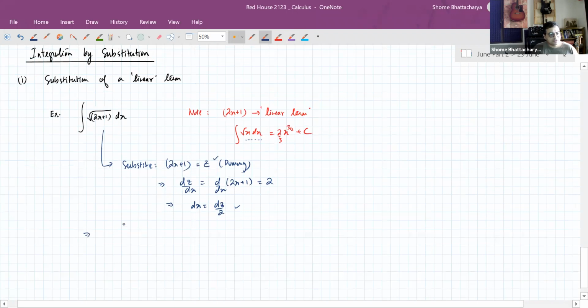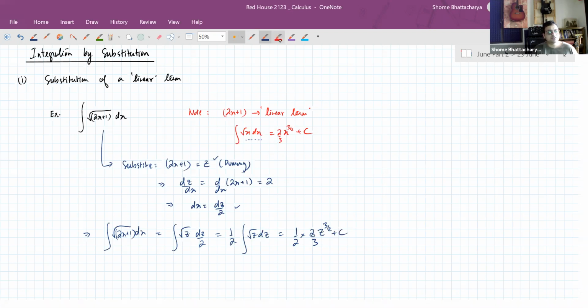So finally, on doing this substitution step, this integration can now be expressed as: replace 2x plus 1 as z and replace dx as dz by 2. And 1 by 2 is just a constant in the integration, so it comes outside. So now refer to this formula above, and this just becomes 1 by 2 times 2 by 3, z to the power 3 by 2 plus c. And then one more step we have to do, which is just a resubstitution step.